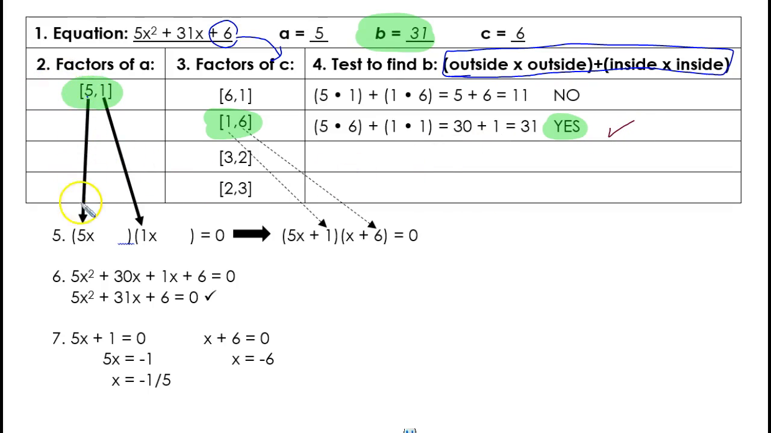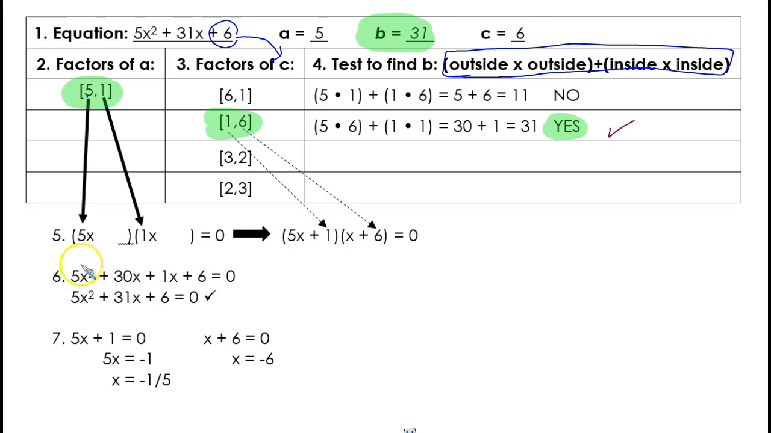So the factors of a go at the beginning of your parentheses, 5 and 1, 5x and 1x, and they get an x on it. So 5x and 1x. And the factors of c that worked, in the order that they worked, go with the 5 and the 1. So 5x plus 1 and x plus 6. Now you do want to take just a second here and test this out and make sure that you did it right. It's really frustrating to get all the way to the end and get the wrong answer when you could have just checked it to make sure.